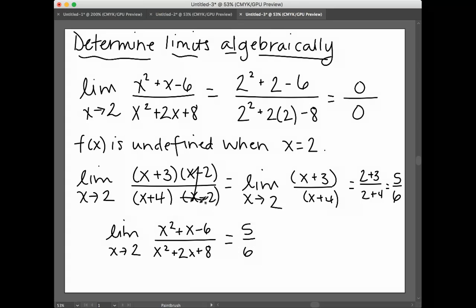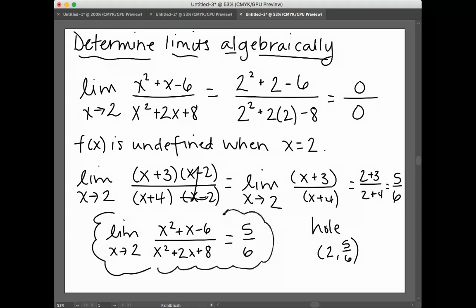If you were to look at this on a graph, there would be a hole on the function at the point (2, 5/6). Since there's a hole there, not an asymptote, it still has a limit. It's approaching 5/6 from both sides. So this is your final answer. Remember, the final answer of a limit is a value, or infinity, or it doesn't exist. The answer should never be an expression. It's always what value the function is headed towards.